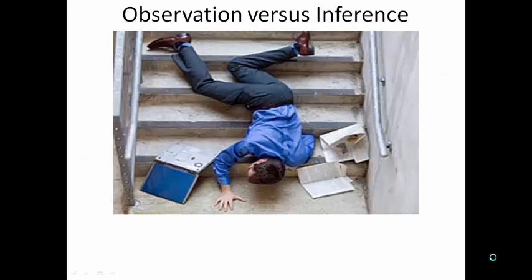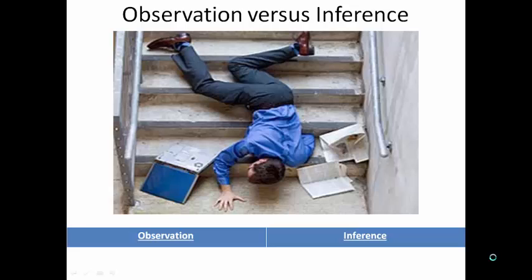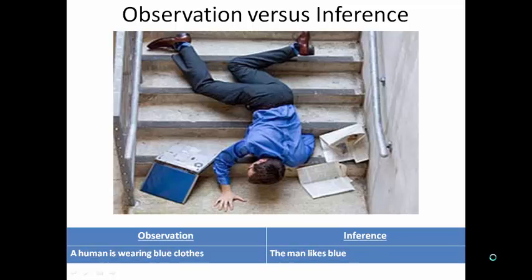So let's practice this a little bit. You see this man, or we think it's a man. Let's look at this picture and let's think of some observations versus inferences. An observation might be that there is a person wearing blue. An inference could be that the man likes blue. It's not an observation that he likes blue just because he's wearing all blue clothes, outside of his shoes, of course. It's just an observation. You use your eyes to see that the human is wearing blue. It could be a woman as well.